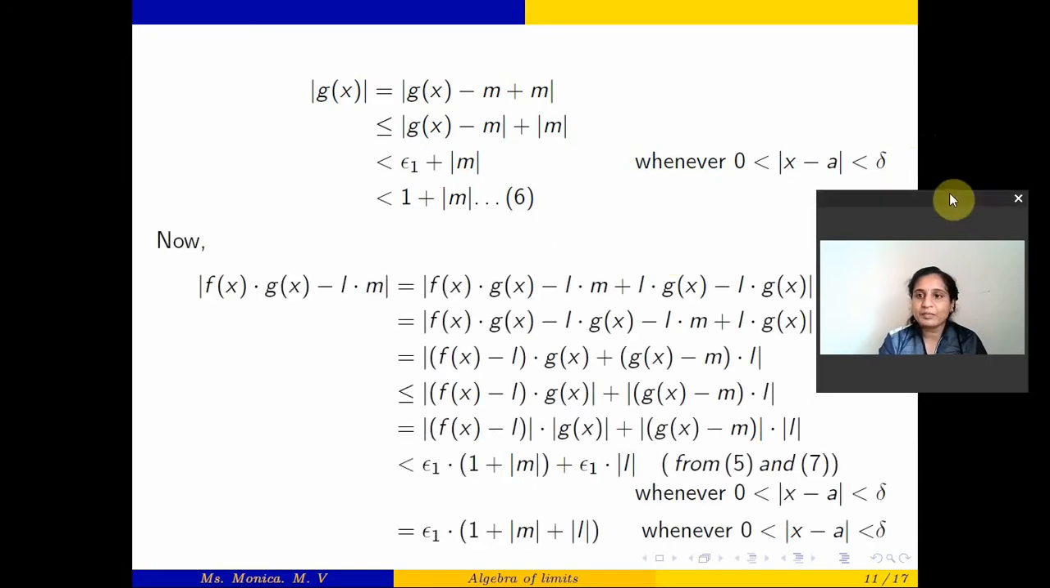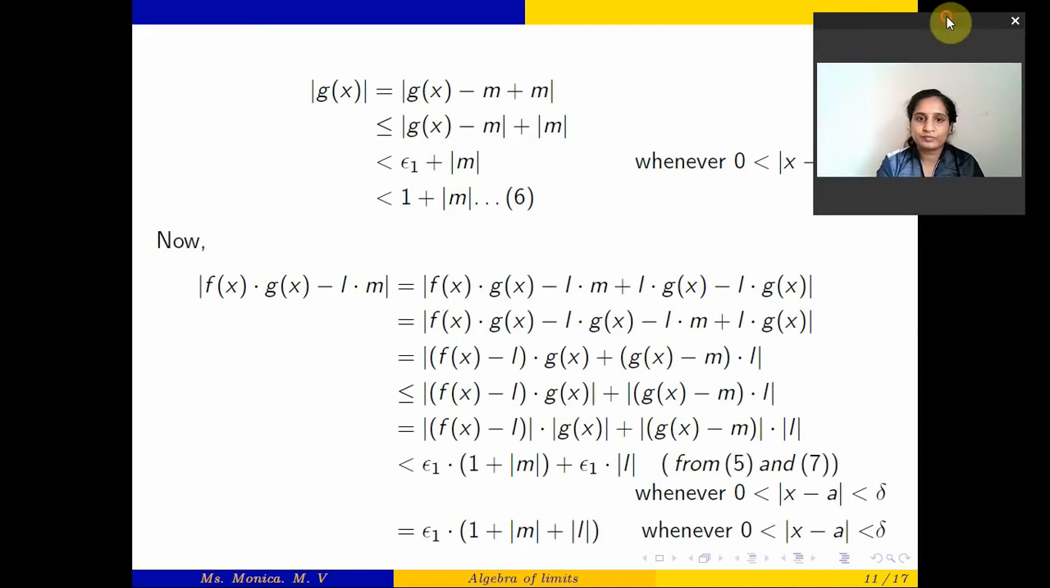Now to the main part of the proof. We are talking about product. So what I need to prove is, as x goes near to a, the product will go very close to L into M. So I am taking the distance between the product and L into M: modulus of f of x into g of x minus L into M. We will know now why I took this modulus of g of x.